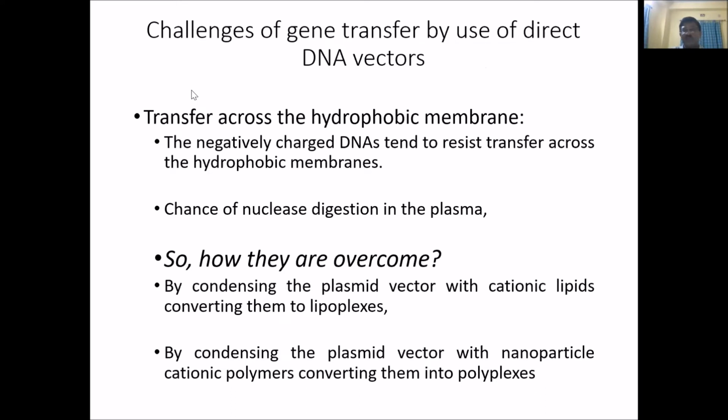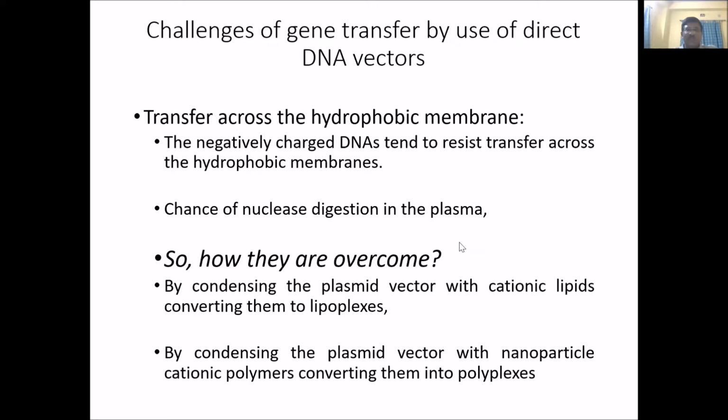What are they? The first one is transfer across the hydrophobic membrane. Negatively charged DNA molecules naturally resist transfer across the hydrophobic biomembrane. Negative means they are hydrophilic, so how can hydrophilic molecules be allowed across hydrophobic membranes? The second is the chance of nuclease digestion in the plasma. So how do we get rid of them?